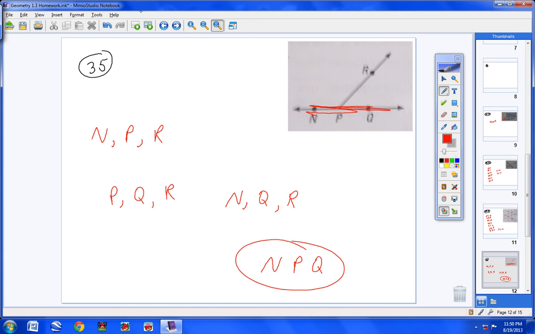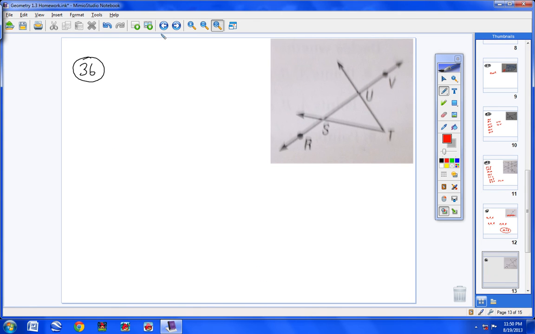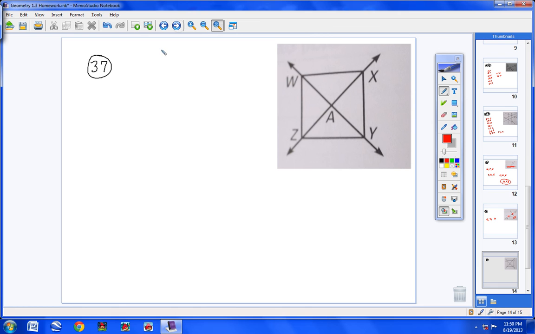Number 36, name 3 points that are not collinear. Well, how about the triangle? S, T, U. Those 3 points are not collinear. They're not. Okay, moving on to 37. Well, let's look for a triangle again. W, A, and X are not collinear.